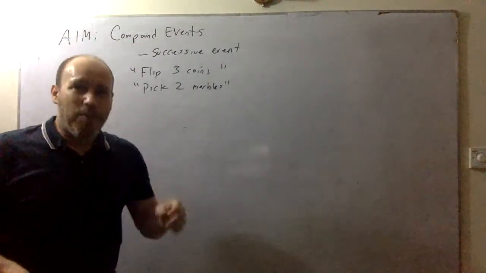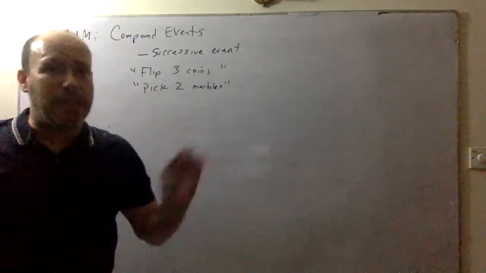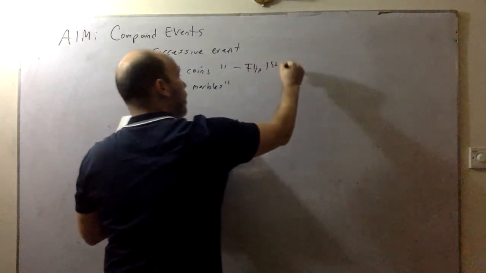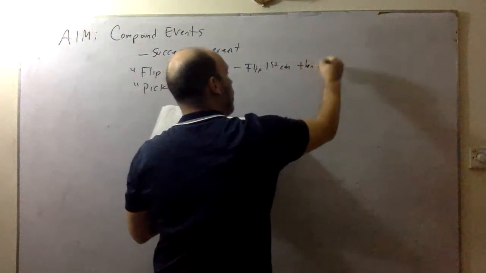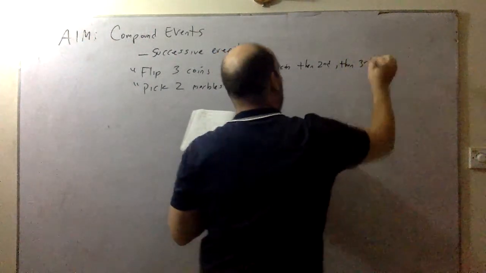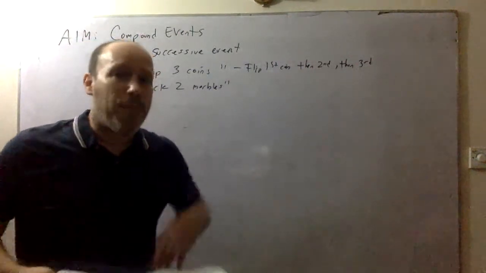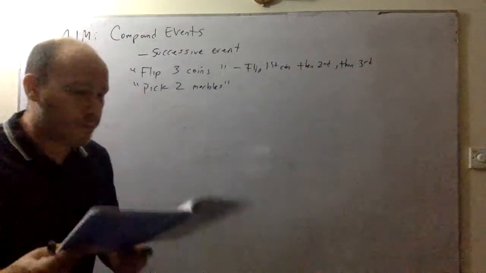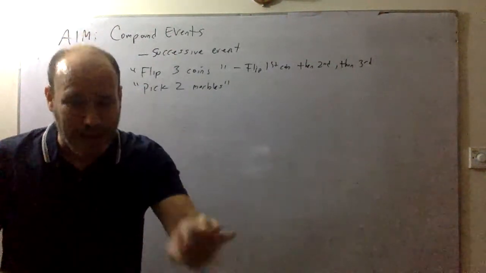The idea is, in any problem when they say something like that, you're not going to flip three coins at the same time. You're going to read this as flip the first coin, then flip the second coin, then flip the third coin. Same idea with picking two marbles: you pick the first marble, then the second marble. Same thing with students: pick two kids. You pick the first kid, then the second kid.